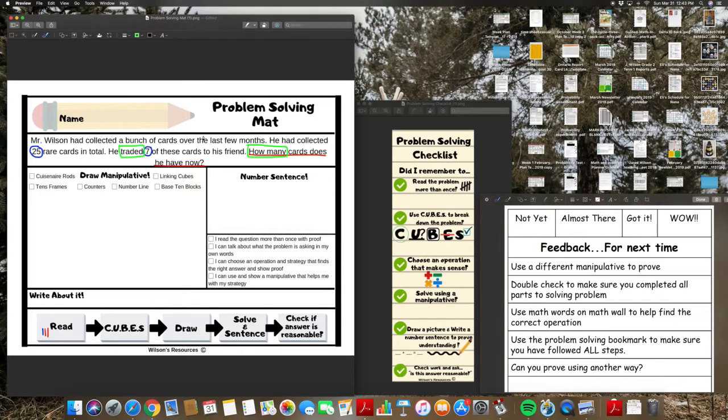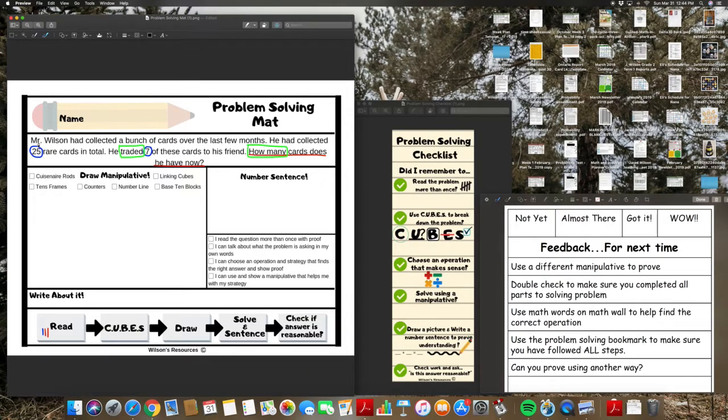All right, so now that I've boxed my keywords, it's time to eliminate. So I'm going to show with a black color how we can eliminate and figure out what's important and what's not. And you'll notice that when I've eliminated everything, when I read it again for a final time, the most important stuff that's not eliminated, it really makes the whole problem simplified. And then we can work with it easier. So here we go. Mr. Wilson has collected a bunch of cards over the last few months.